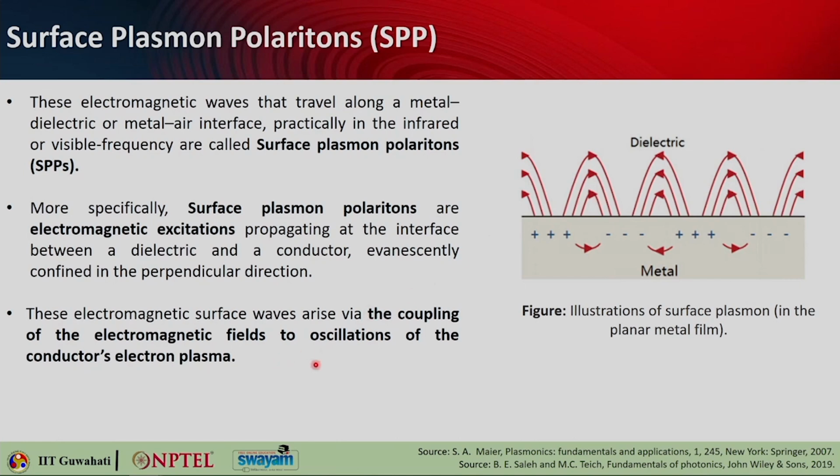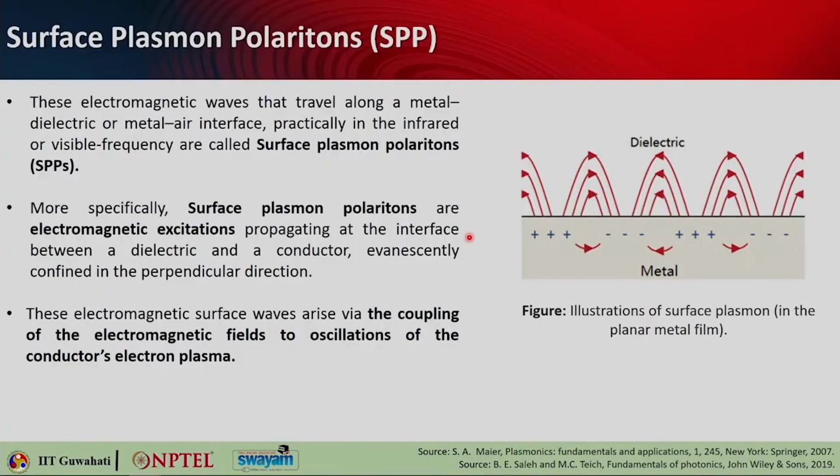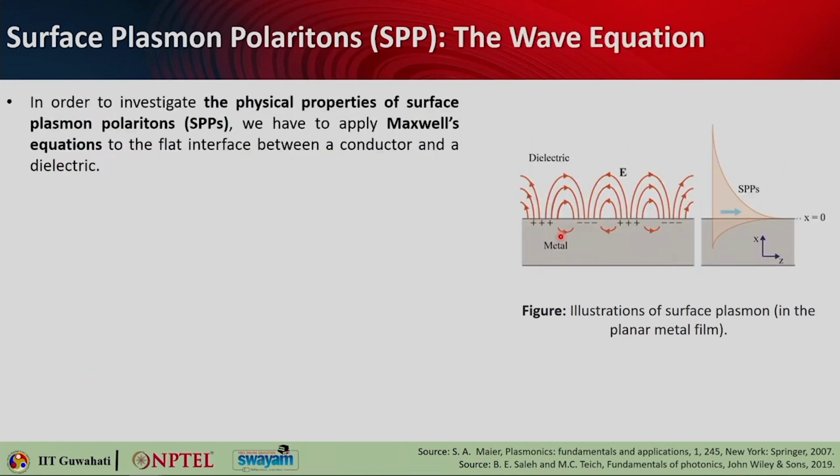Now these electromagnetic surface waves arise via the coupling of the electromagnetic fields to oscillations of the conductor's electron plasma. This is where you can actually use light to excite this kind of surface wave. They are an interaction between the electromagnetic fields and the oscillation of the conductor's electron plasma, in this case the metal's electron plasma.